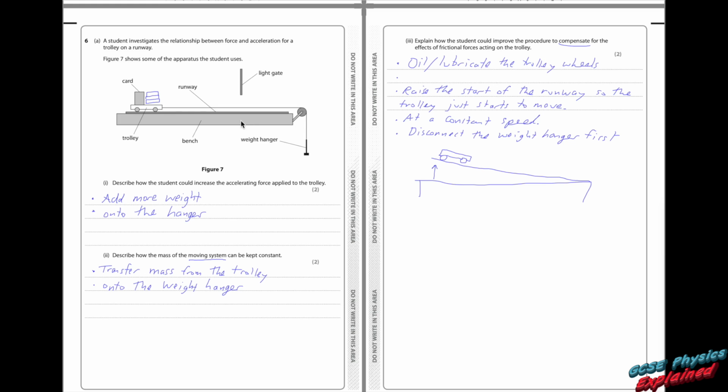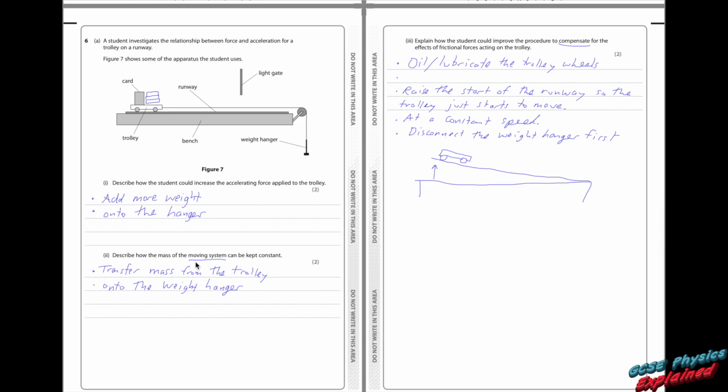Right. Well, what's going to make the trolley accelerate over to the right? It's going to be determined by how much weight is on the hanger. Okay. So if I want to make it accelerate more, add more weight onto the hanger. Now you can see how I break my answers down using bullet points. It's worth 2 marks, so I do 2 bullet points. Part 2. Describe how the mass of the moving system can be kept constant.